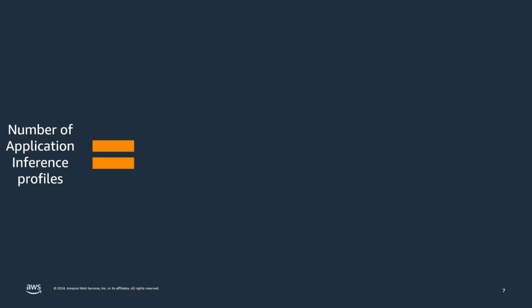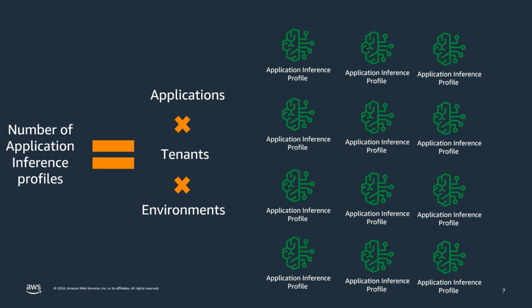Now we'll take a look at how you can actually plan the number of application inference profiles you need to create. So the general formula that we recommend is your application inference profiles equals the number of applications you have multiplied by the tenants that you have multiplied by the environments you have. Once all three of these factors are taken into account and multiplied, the number you get will be the total number of application inference profiles that you need to create.